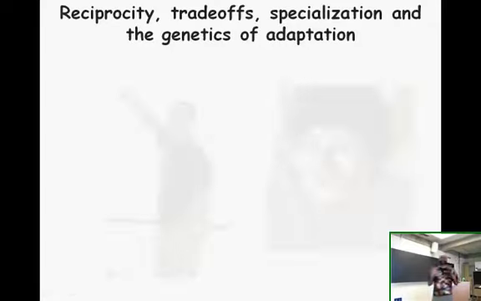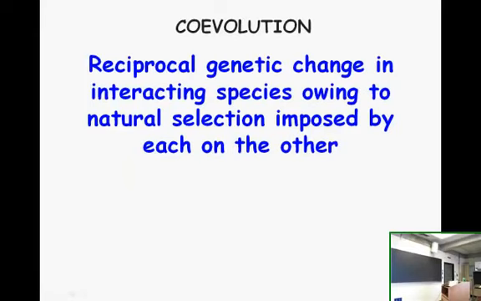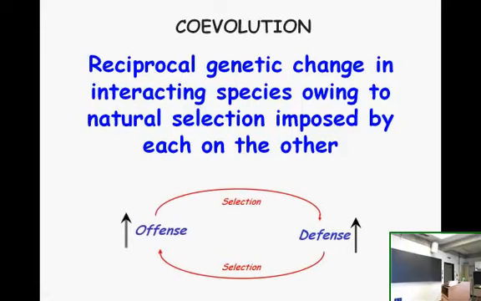So coevolution, just to formalize things a little bit: the reciprocal genetic change in interacting species owing to natural selection imposed by each on the other. It's kind of a mouthful, but I think you get the idea. We're talking about evolution that occurs in both directions. We might visualize this with something like the following in a predator-prey or a plant-herbivore interaction, although the coevolution can occur in other kinds of interactions.